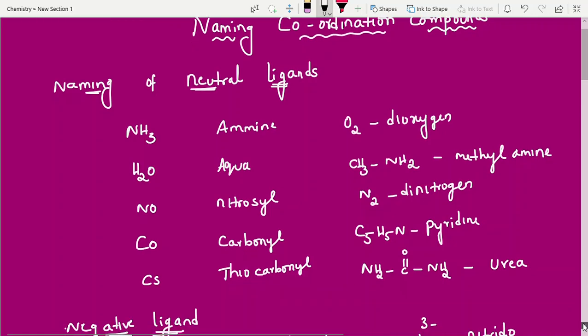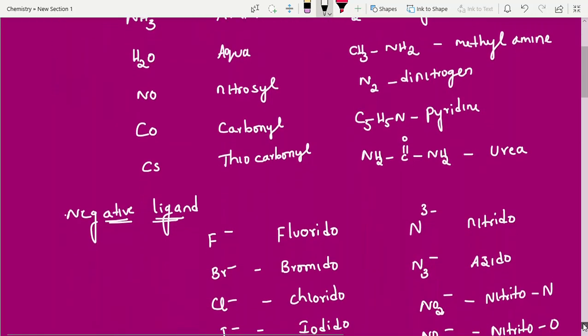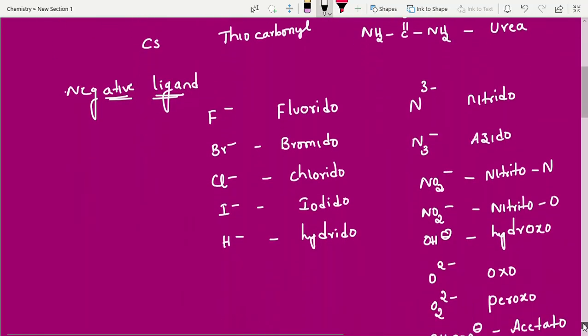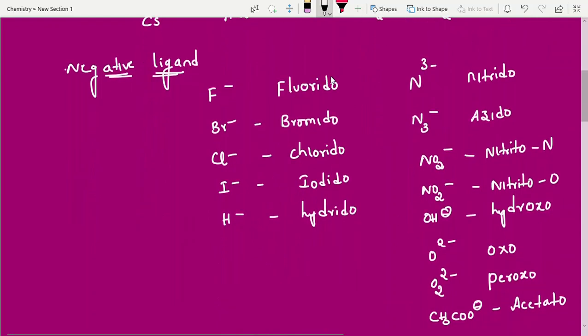Next one, negative ligands. F minus, fluoride, generally we call it fluoride. Instead of E, O you can write, that's all. Fluorido, bromido, chlorido, I minus, H minus, hydrido, N3 minus, azido, NO2 minus, nitrito.